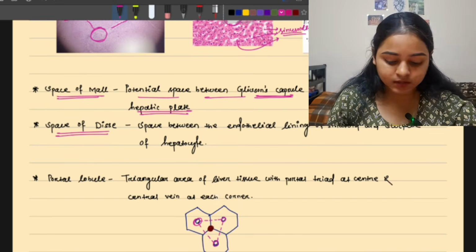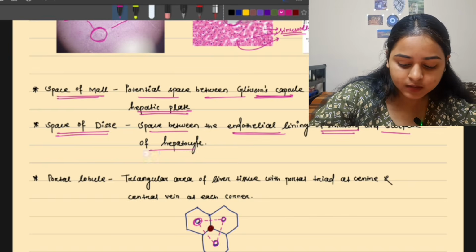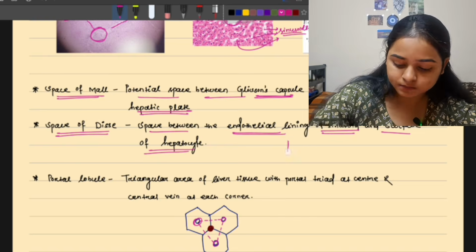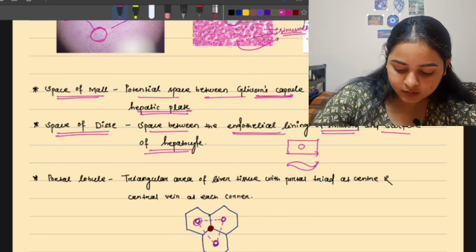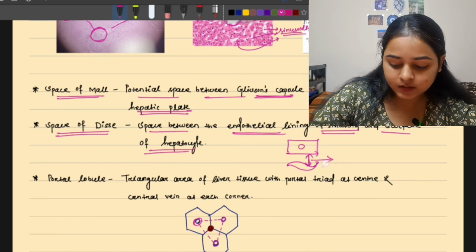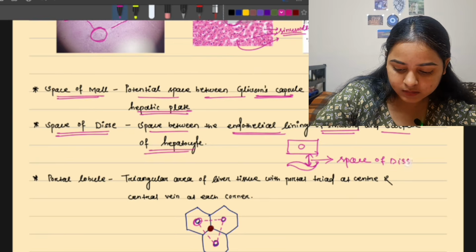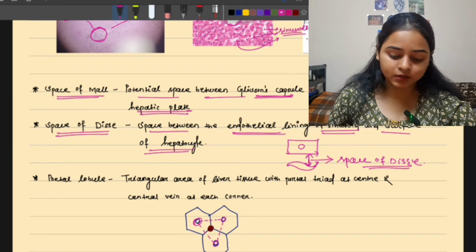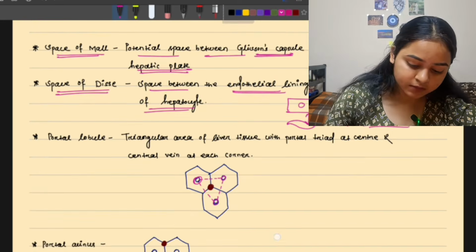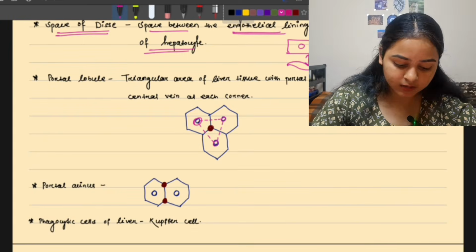What is the space of Disse? It is the space between the endothelial lining of the sinusoid and the surface of the hepatocyte. Suppose this is a hepatocyte and this is an endothelial cell. So the space between the hepatocyte and the endothelial cell is known as the space of Disse. Okay, it is an important question. It is often asked in viva: what is the space of Disse? Now let's come to the portal lobule and portal acinus.